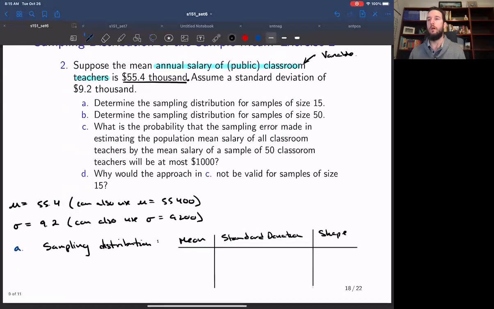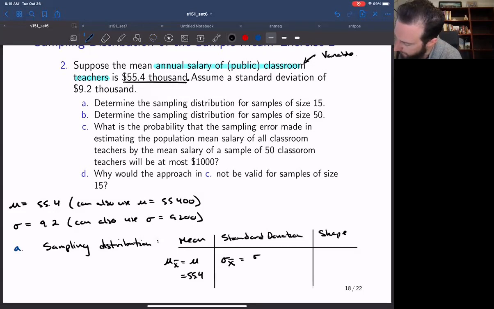Okay, so the mean is easy because the mean of the sampling distribution is equal to the true mean. So here we would just have mu x bar is equal to mu is equal to 55.4, right? So that one is easy to compute. It's always just equal to the population mean. The standard deviation is equal to sigma over the square root of n. So that's going to be 9.2 over the square root of 15, which is 0.613.